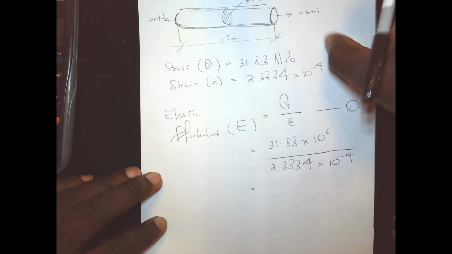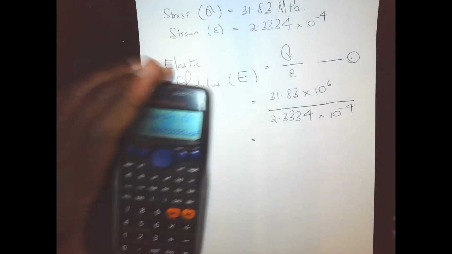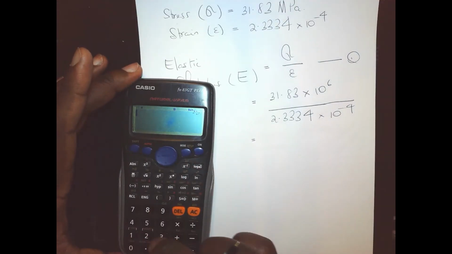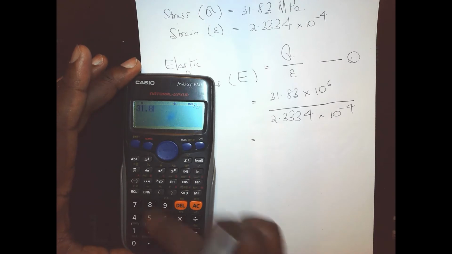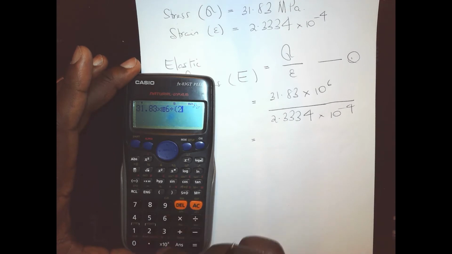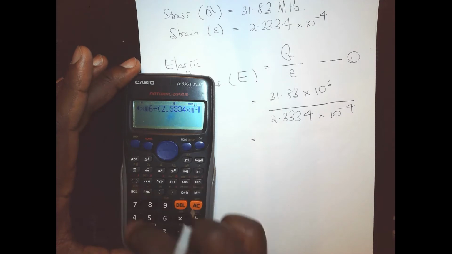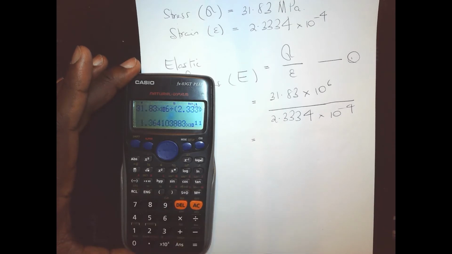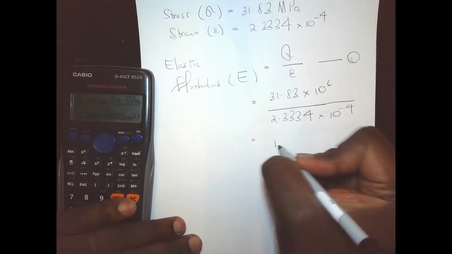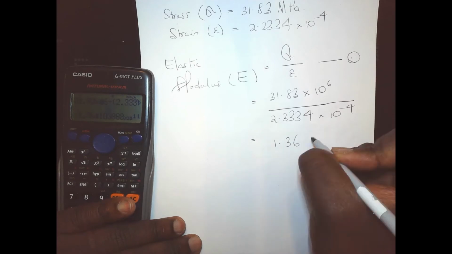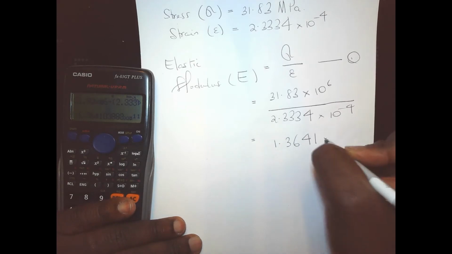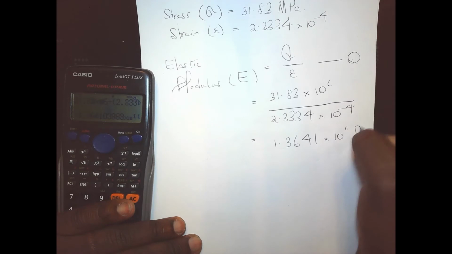What we have to do now is box in our numbers. So this is 31.83 times 10 to the power 6 divided by 2.3334 times 10 to the power minus 4. And this gives us 1.3641 times 10 to the power 11 Pa.